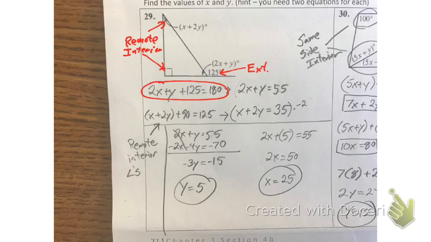Where did you get the 35? 35, remember how I had the 90 on this side? I just subtracted it. Okay, so I simplified and put my x's and y's above each other. Are you multiplying everything by negative 2?